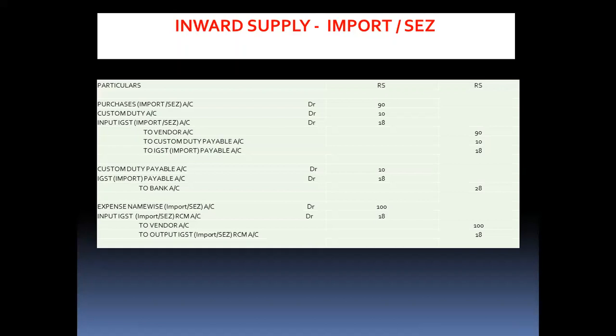And on payment of duty, the entry would be customs duty payable account, IGST import payable account debit, to bank account. In case of expense, the entry would be particular expense import or cess account debit, input IGST import or cess RCM debit, to vendor account, to output IGST import or cess RCM account.